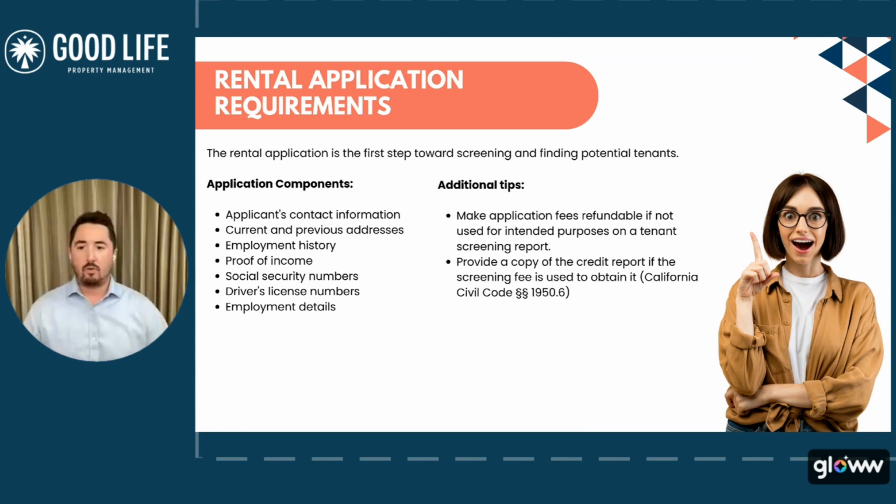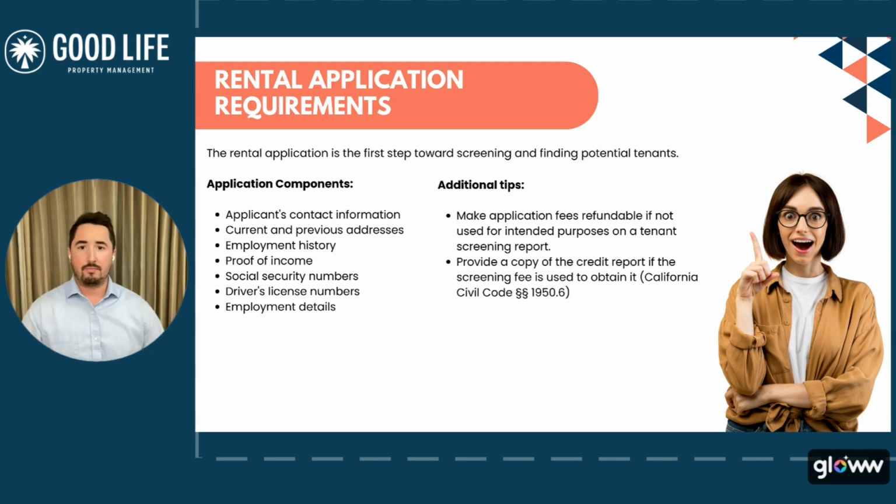Starting with the most basic, we need contact information, right? That includes names, phone numbers, email addresses. We allude to a couple other things you'll need, social security numbers, stuff like that. Current and previous addresses. These are going to be important when you're verifying previous rental references, which we'll touch on in a couple of slides. Things like employment history, proof of income, all things that you should be considering. Same thing with the driver's license or some type of photo ID to establish that you know who you're working with.